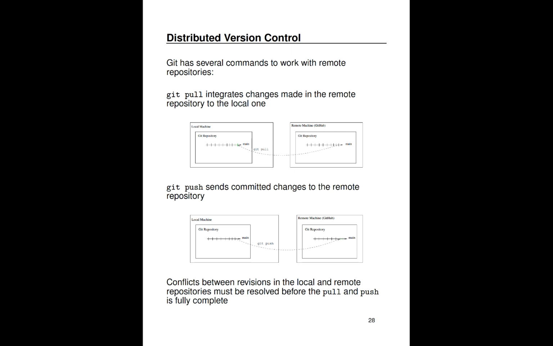Similarly, a git push will send committed changes off to the remote repository. And so maybe you've made some changes locally and you want to contribute them back to the shared repository on the remote machine, like in GitHub. That's what git push does. Now, again, just like merging branches, if there are conflicting changes, so maybe someone has pushed changes to the same line in the same file that you've changed locally, you'll get conflicts, and you'll have to resolve those conflicts before the push or the pull will be entirely successful.